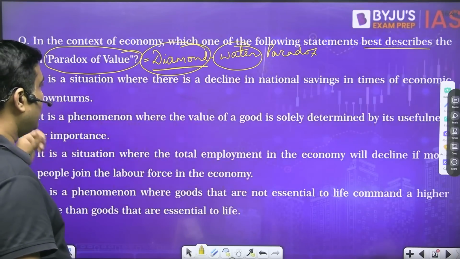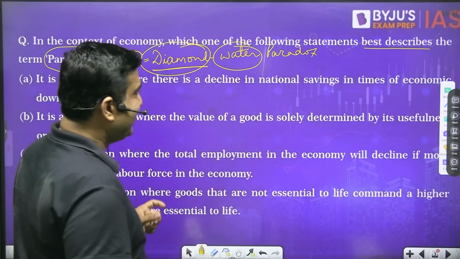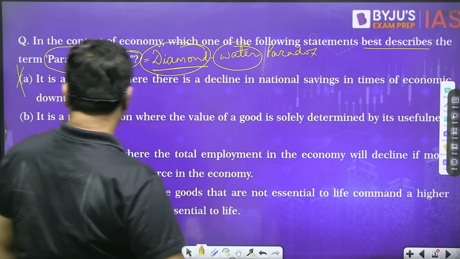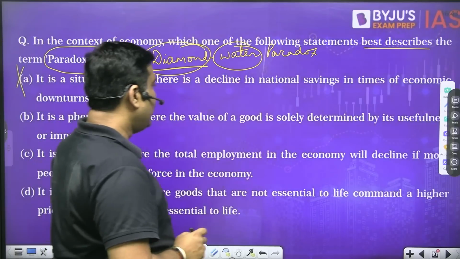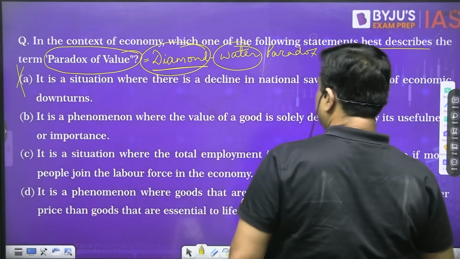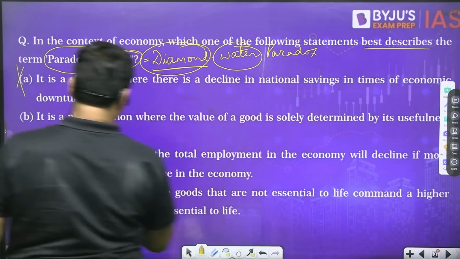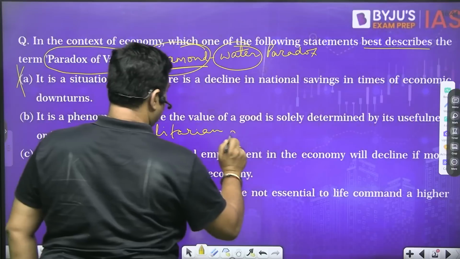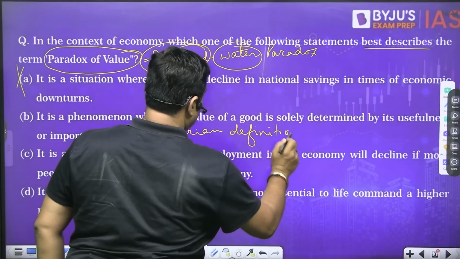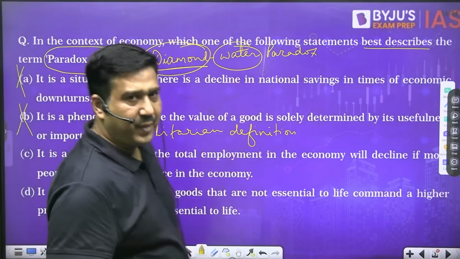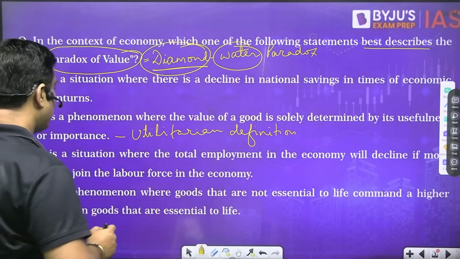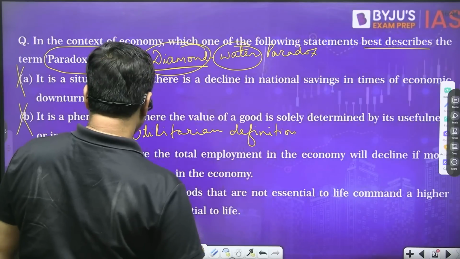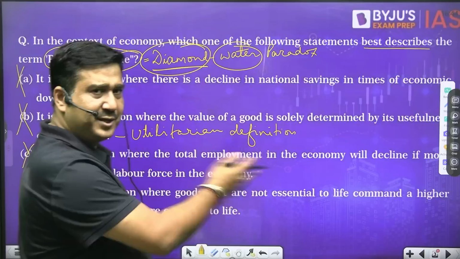First, it is a situation where there is a decline in national savings in times of economic downturns. It has no relation with the paradox of value. Second is, it is a phenomenon where the value of a good is solely determined by its usefulness or importance. That means this utilitarian definition is not related to paradox of value. Third option, it is a situation where the total employment in the economy will decline if more people join the labor force in the economy. No, it has no relation with this paradox of value.